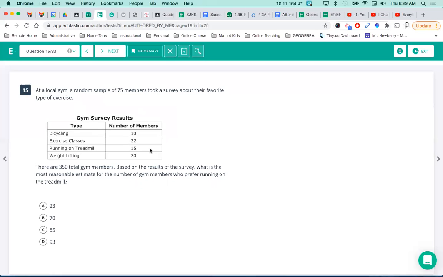All right, so it looks like they took 75 out of the total number. So I'm going to set up a proportion here where the sample they picked was 75 out of our total number, which was 350. And of those 75, let's say we're trying to figure out who prefer running on a treadmill. So let's look at just that data. Looks like 15 people did. So if we want to know how many people out of the entire population, that's going to have to match up down here, which would be our variable.